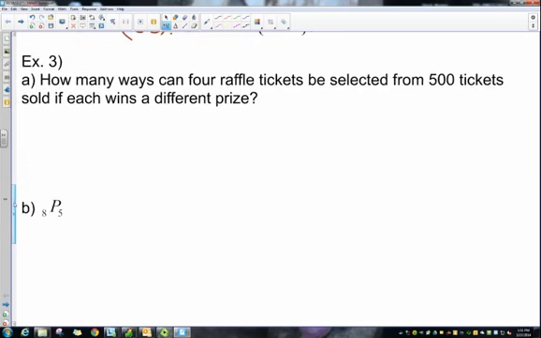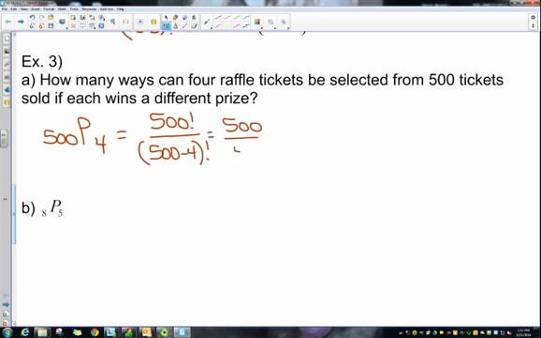Okay, so example 3. How many ways can 4 raffle tickets be selected from 500 tickets if each wins a different prize? So our total is 500. That means your n would be 500. This is a permutation because order matters, different prizes, and we're using 4 of them. So it would be 500P4. And now you solve this. So it's n factorial over n minus r factorial. So 500 factorial over 496 factorial. Those are both factorials. And you put this through your calculator.